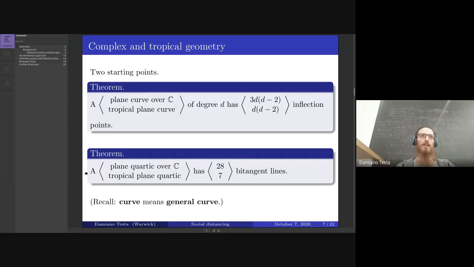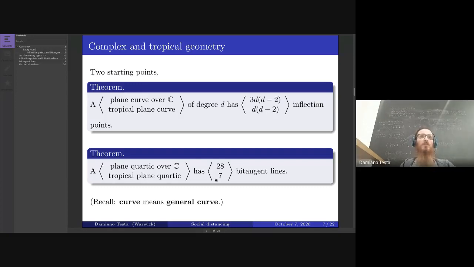And another classical fact is that a plane quartic over C has 28 bitangent lines. That's also something that, I guess, after the 27 lines on a cubic surface, 28 is probably the second most common number among algebraic geometers. So 28 is the number of bitangent lines for a plane quartic over the complex numbers. And if you do a tropical count, you actually only find 7 bitangent lines.